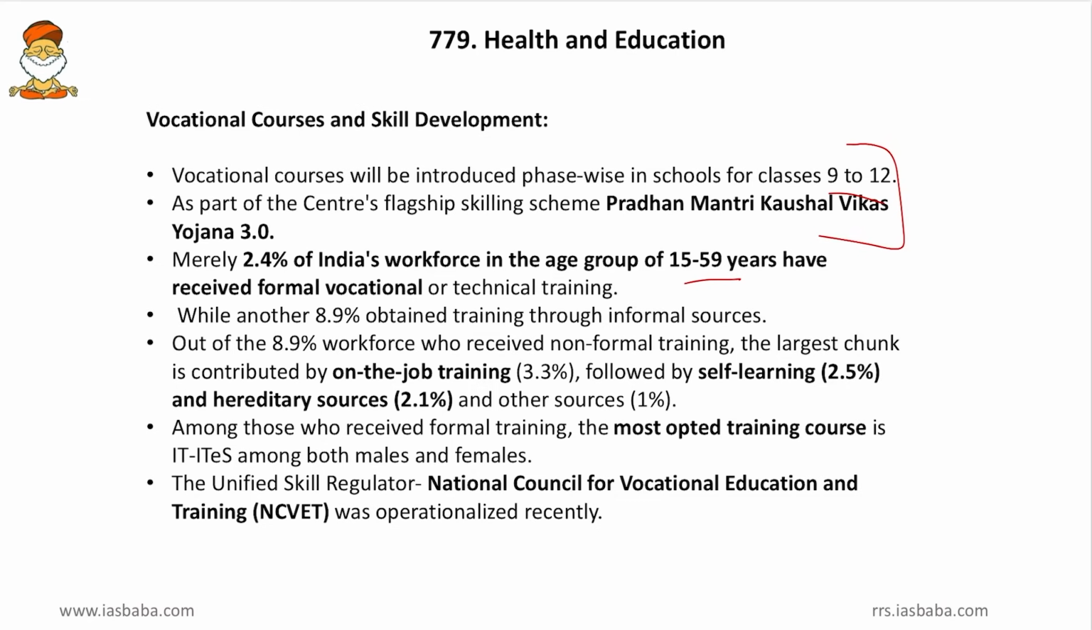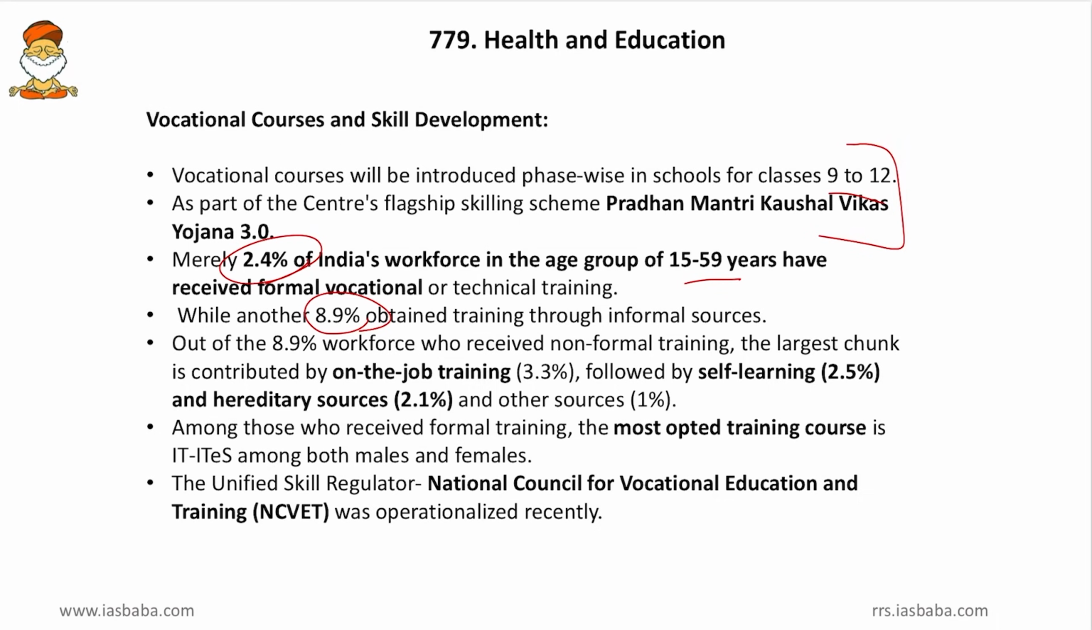So this 2.4% is very meager, and this is also worth remembering. Then another 8.9% obtained training through informal sources. So 8.9% is more compared to 2.4%. So those receiving informal training are more compared to those receiving formal training under Pradhan Mantri Kaushal Vikas Yojana.